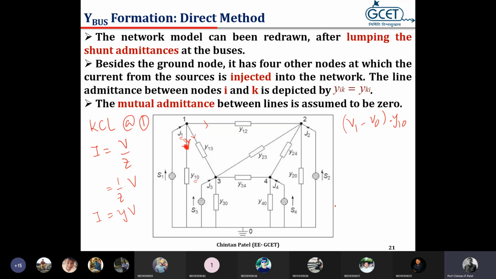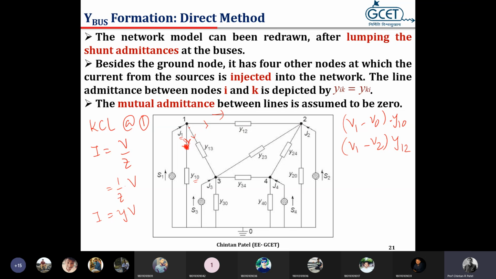Did you understand? What is the current flowing from 1 to 0? It is the potential difference between node 1 and node 0, multiplied by its admittance. So it is V1 minus V0 into Y10. Now let's consider the 1-2 connection. What is the potential difference between 1 and 2? It is V1 minus V2. And what is the admittance? Y12.